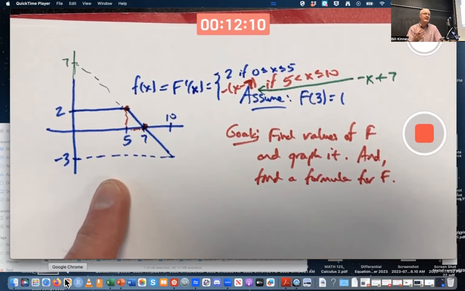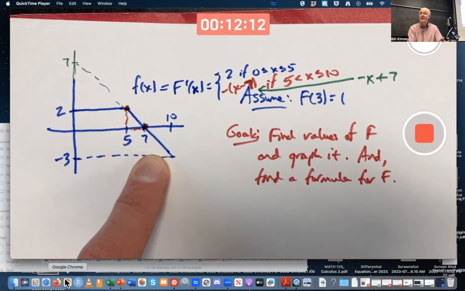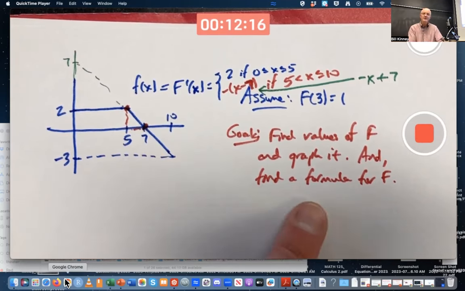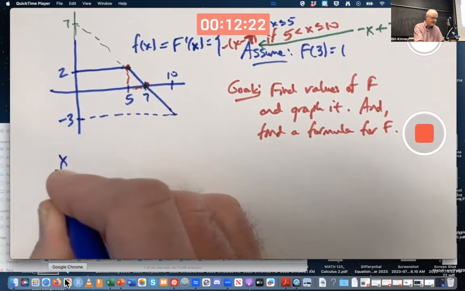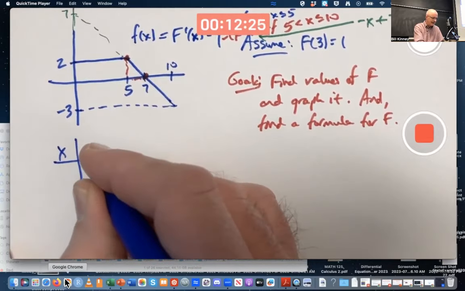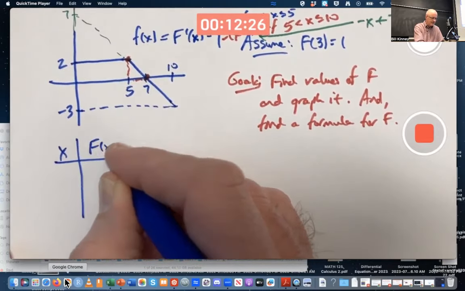We're going to use those areas, or more precisely, those signed areas when the graph goes below the axis, to find values of capital F. Okay, we can make a table of values like this: x and capital F of x. Let's find values of capital F at 0, 1, 2, 3, etc., at whole number values. Some of these we'll be able to figure out pretty quickly. So I'm making a big table here.